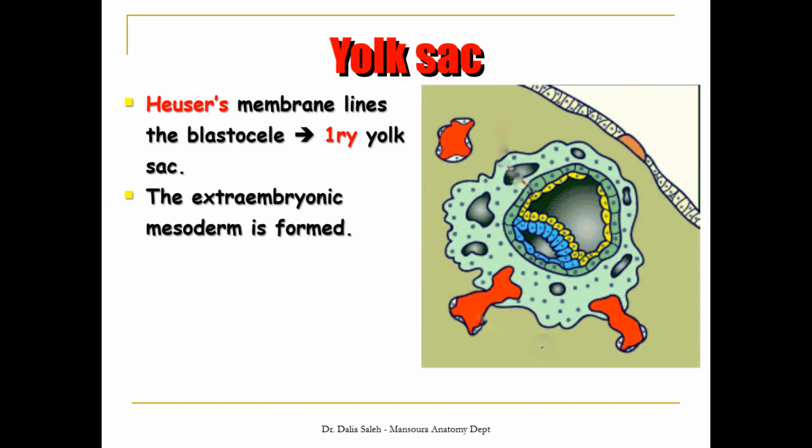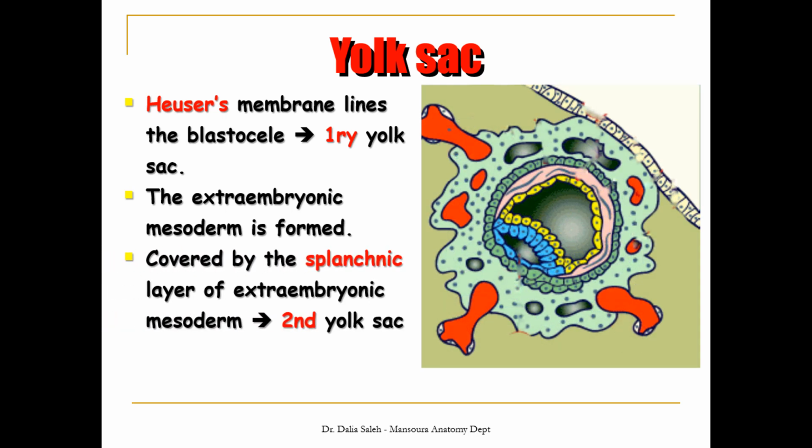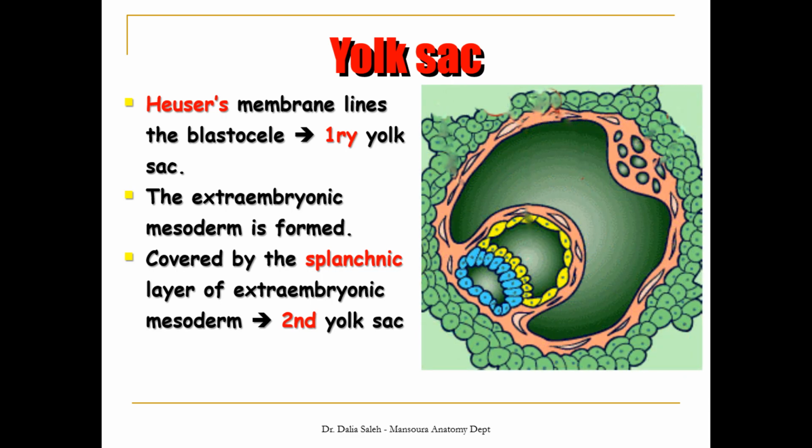Then the extra-embryonic mesoderm is formed here, and cavities appear within this extra-embryonic mesoderm that will coalesce together and form the extra-embryonic coelom. The extra-embryonic coelom will split the extra-embryonic mesoderm into somatic layer and splanchnic layer. You can see that the splanchnic layer surrounds the primary yolk sac, and it will change its name now into secondary yolk sac.